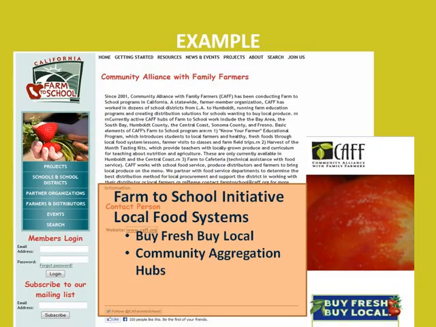The partnership between California Farm to School and the Community Alliance with Family Farmers is an excellent example of this. The partnership not only promotes the Buy Fresh, Buy Local program, which is the purchasing side of the equation, it also works to create distribution hubs that make the supply of fresh local products more available, easier to get, and more affordable.